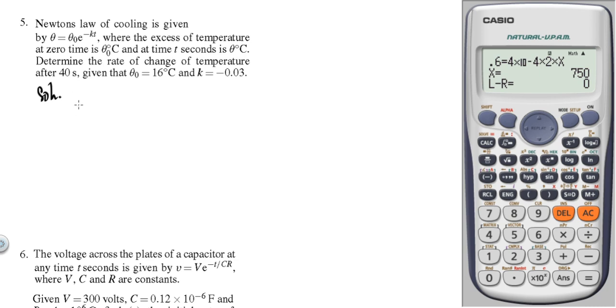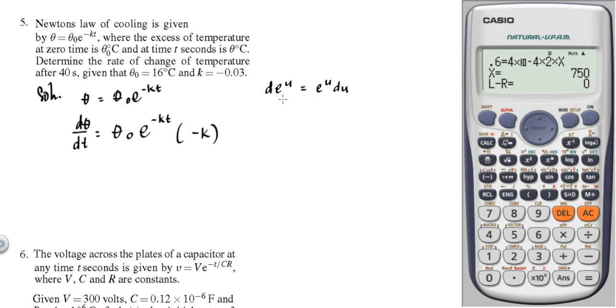We have here the solution. The equation is theta is equal to theta sub O e raised to minus kt. And what is d theta with respect to time? So, we have here theta sub O. Derivative of this, e raised to minus kt times minus k. Correct? Derivative of e to the u is equal to e to the u, du. So, just recall that. Given the rate of change of temperature after 40 seconds, theta sub O is 16.